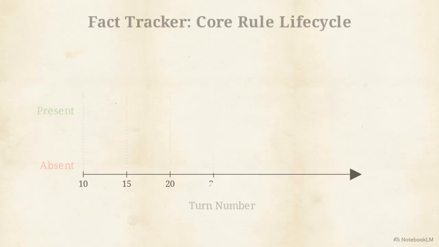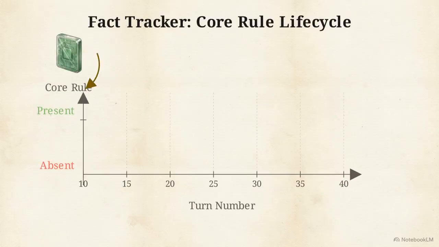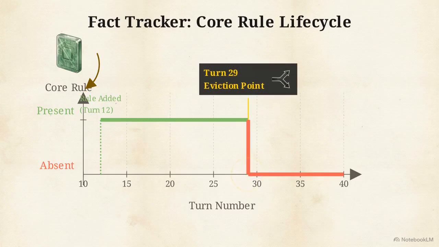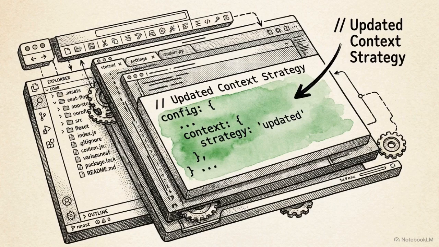This presence chart displays the life cycle of that rule. The solid green line indicates the rule is active in the context window. At turn 29, the color drops to red. That is the exact moment the fact left the model's memory. Isolating the exact turn where an agent stopped knowing a piece of information gives you the precise location to adjust your prompt or context strategy.